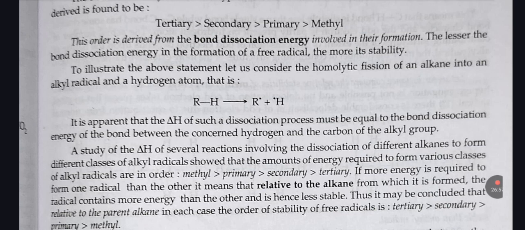If more energy is required to form one radical than the other, it means that relative to the alkane from which it is formed, the radical contains more energy than the other and is hence less stable. Thus, it may be concluded that relative to the parent alkane in each case, the order of stability of free radical is tertiary, secondary, primary, methyl.